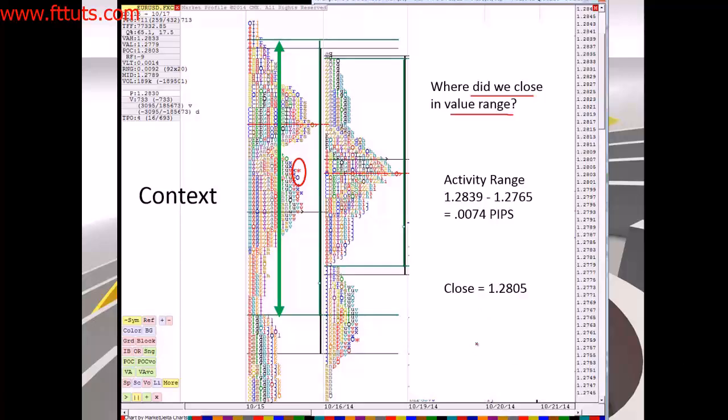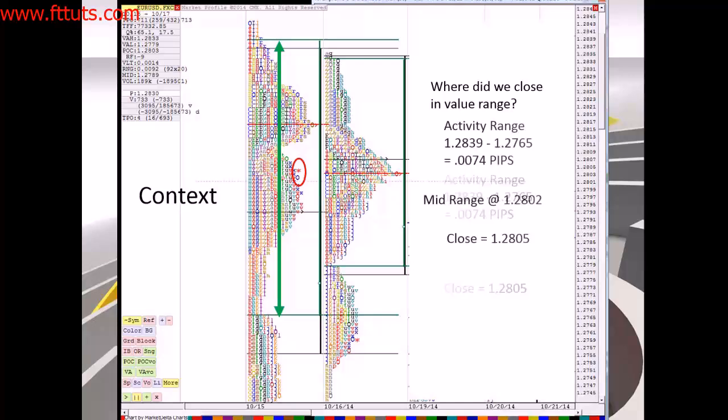And we ended up closing at 1.2805. So if we take a look at our mid-range, which is right about here where you see this dashed line that I've placed, we close and we open above the mid-range of the activity range. The activity range is from here to here, and we're above the mid of that range. That's why the market went up first, because that was the shorter, the closer distance, and usually you will find that to be the case.